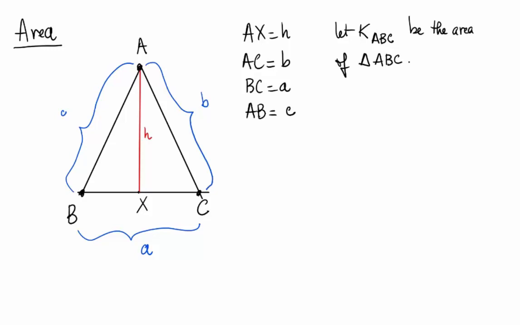And we know, I'm pretty sure everybody knows at this point, that the area of the triangle ABC is base times height over 2. So in this instance, we can say it will be little a times h over 2. Okay?